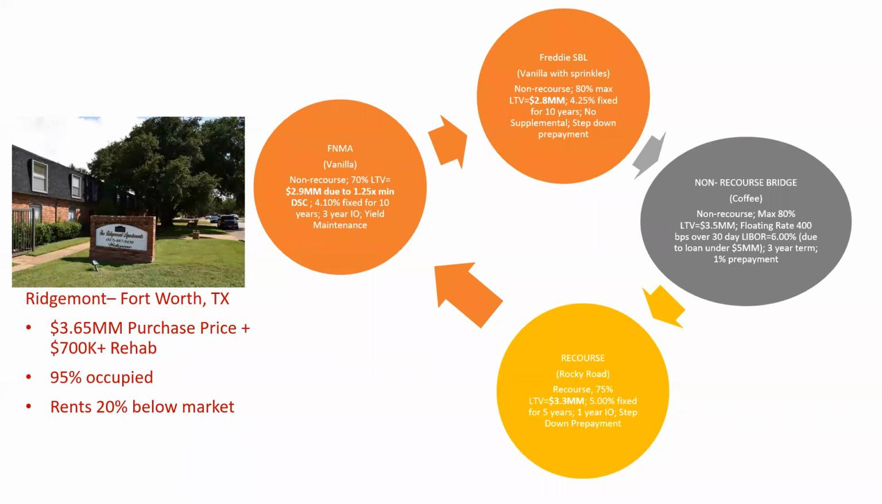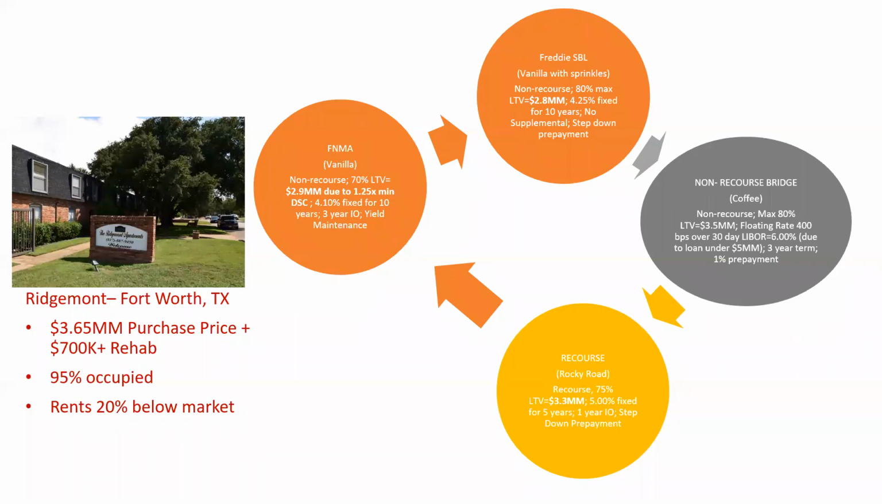So 1.25 debt service coverage. Gave you 3 years IO, but it was a yield maintenance prepay. Freddie SBL, it was a little bit less on proceeds because they had a higher interest rate, but it had a step down prepay, which is typically, let's say on a 5-year loan, 5, 4, 3, 2, 1. And that's the percentage of the loan amount that you would prepay. And then non-recourse bridge, this is under 5 million. They could give you up to 80%, but it was close to a 6% interest rate on a 3-year term. And then recourse, they were 75%. So you could get more loan proceeds, but it was a 5% interest rate over 5 years.